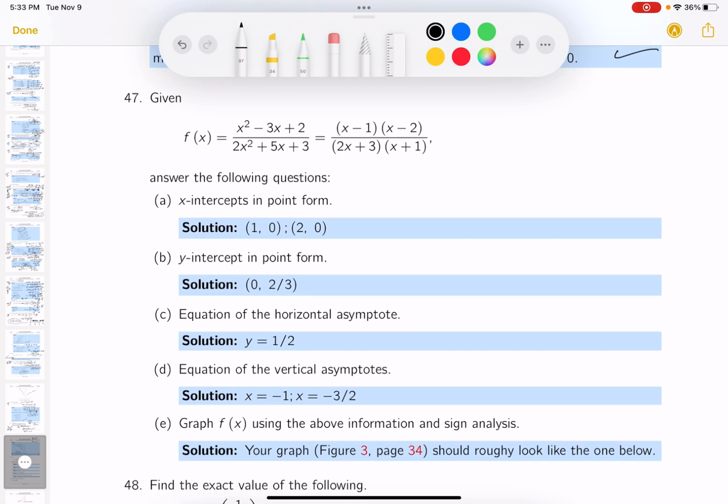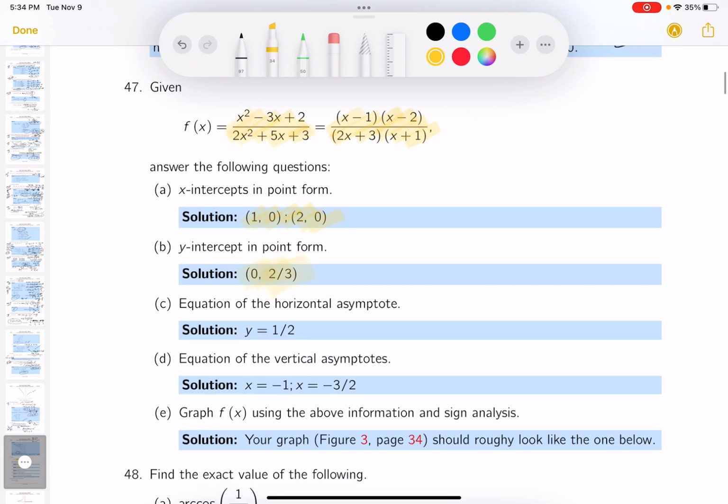Now, I want to point out they've been quite generous in doing this. They're giving me this, and they're giving me the factored form of it, which makes it really easy for me to answer the questions. Where are the x-intercepts in point form? Well, that's where the top becomes 0, and it's at 1 and 2. So these are the x-intercepts, fairly simple. What's the y-intercept? Well, that's also simple. Just set x to be 0, and you would get (0, 2/3).